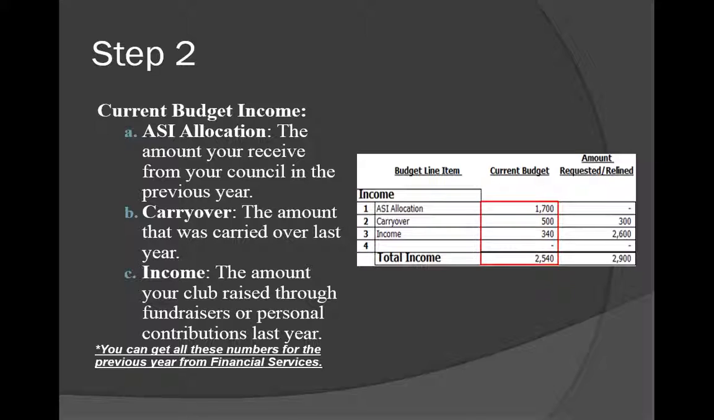Step 2. So just to recap, we have our ASI allocation. For this example budget, it equals $1,700. 2, our carryover, $500. Income, $340, which is a total income of $2,540.